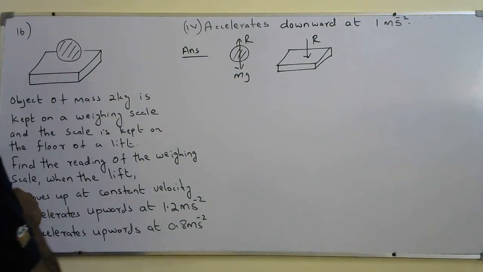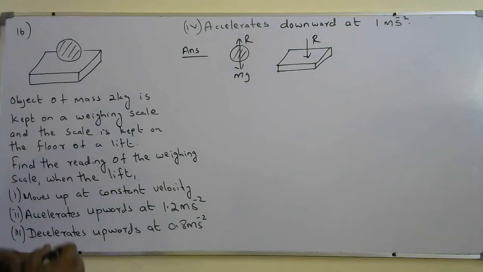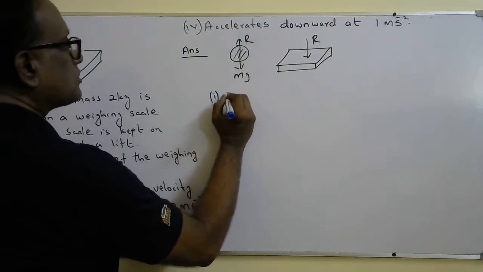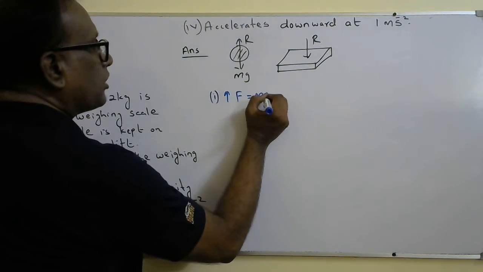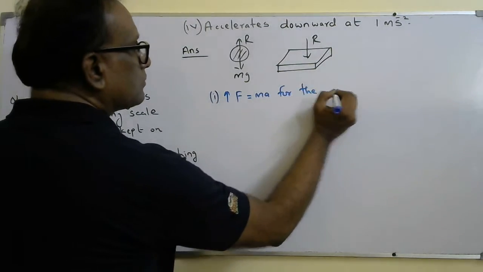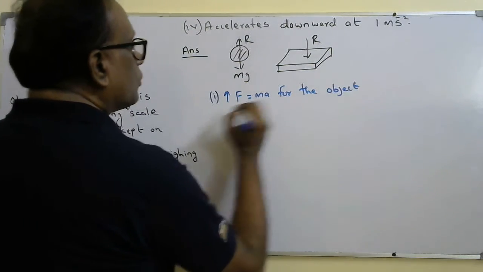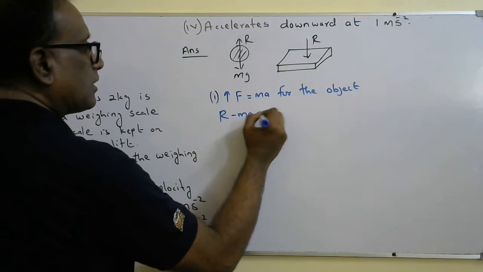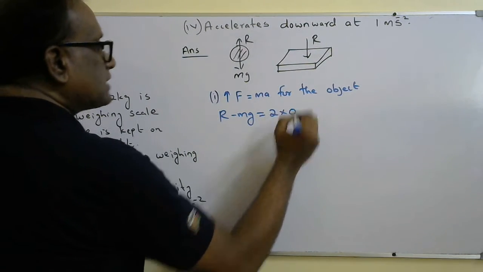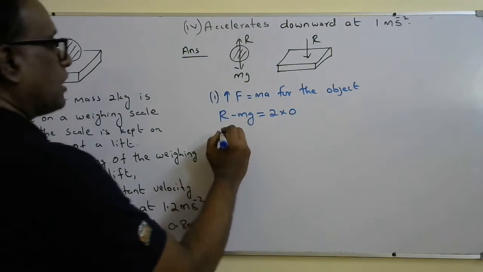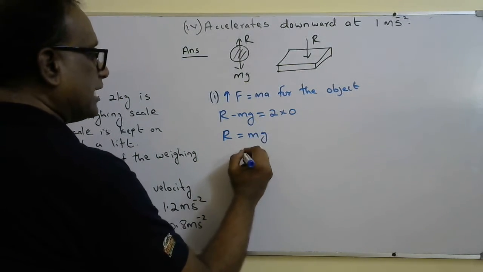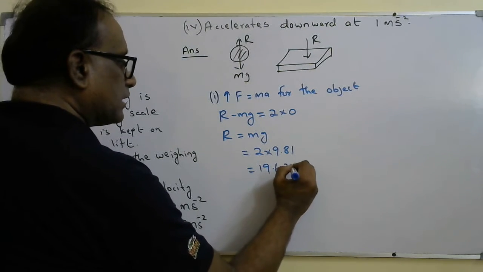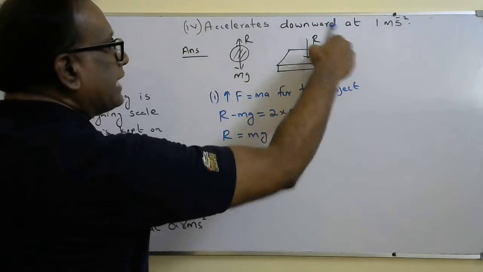So first part, the lift moves at constant velocity. Then there is no acceleration. So I can use vertically upwards F equals ma for the object. The forces acting on the object give R minus mg. The mass of the object is 2, times no acceleration because it's moving at constant velocity. So R will be equal to mg, that is 2 into 9.81, that is 19.62 Newton. So the reading will be the same because it reads R.